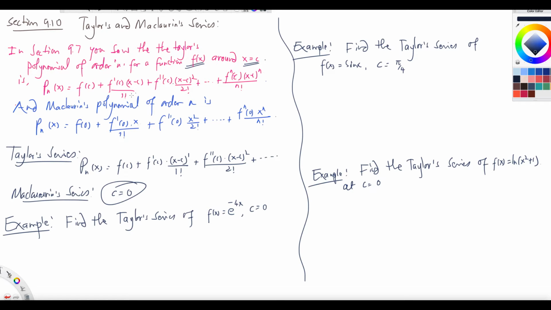Similarly, when you take c equals 0, then we call that Taylor polynomial a Maclaurin polynomial of degree n or order n. You see that the Maclaurin polynomial of order n has n plus 1 terms. You see f at 0, and then x to the 1 through x to the n is n terms, and then f at 0 is 1 more term.